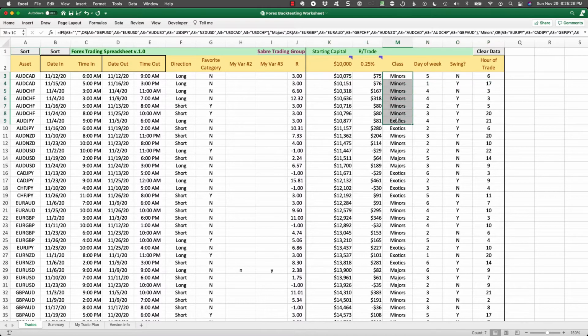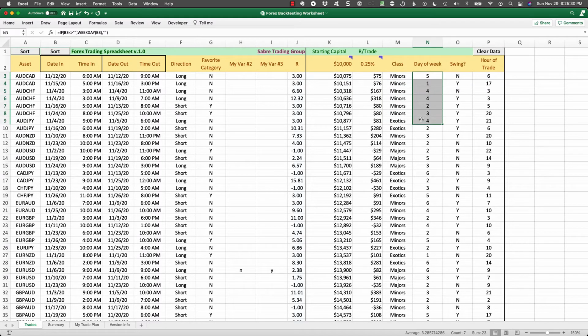What class of Forex pairs is it? What day of the week did it hit, from Sunday till Saturday? Was it a swing trade, which basically looks to see if the date in and the date out were on the same day or not, and what hour it occurred on.